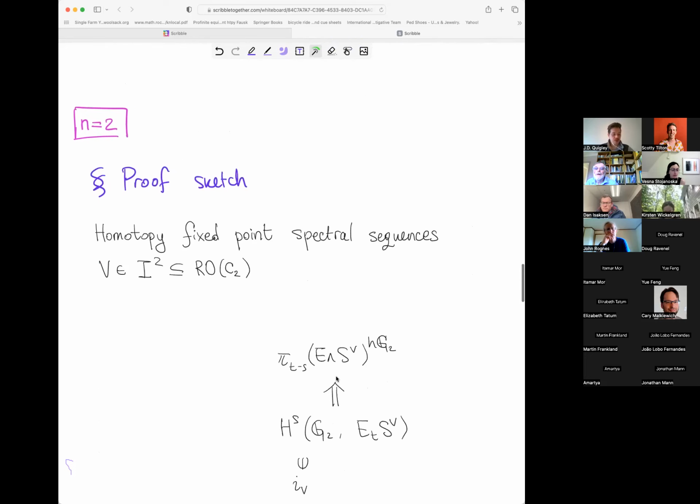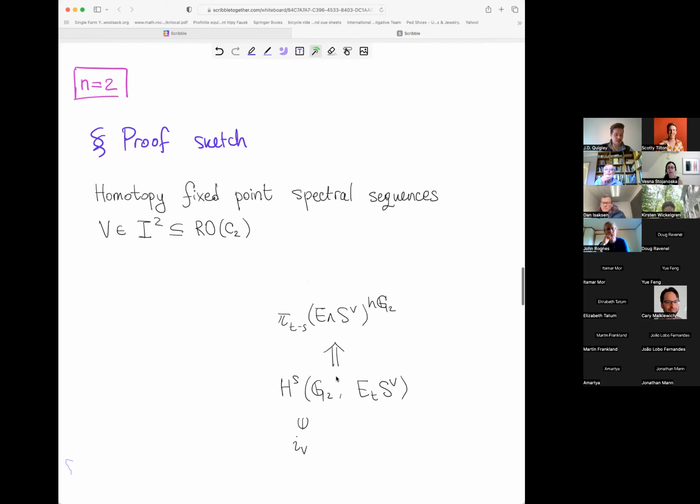Okay, so here's the sketch of the proof, or at least of the part that Q_2 is a non-trivial element. Proving that it has order 2 is similar but more complicated.